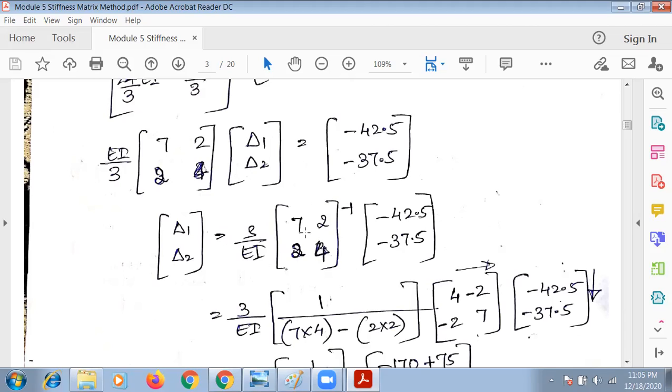Then again press shift 4, that is mat. Then again press dim, that is dimension. So we'll take matrix B now. Matrix B is 2, and it is 2 rows, 1 column. So M is 2, N is 1. Again it will ask mat B11. This is minus 42.5. Then this is minus 37.5.